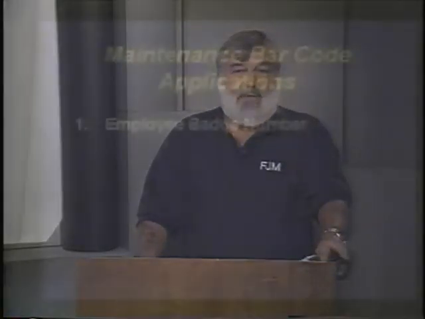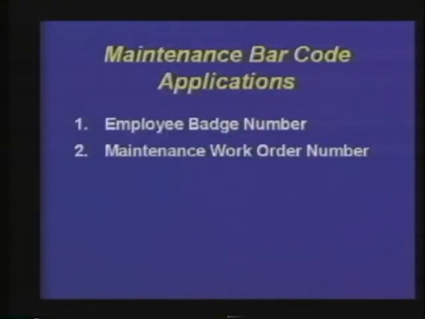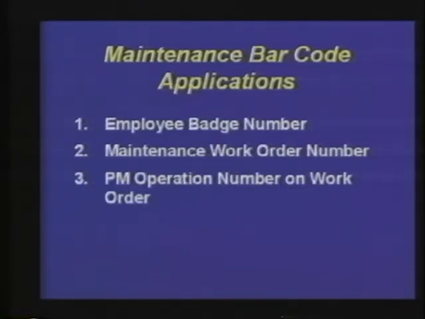Now, on the next 2 pages, I have provided a very comprehensive list of different barcode applications that we have utilized not only in the maintenance storeroom, but in the maintenance organization itself. Let me go through this list and identify those items where we have used barcode applications. Number 1, the employee badge number. Number 2, the maintenance work order number. Number 3, the PM operation or sequence number within the PM work order.